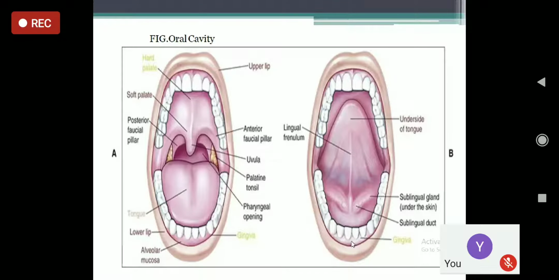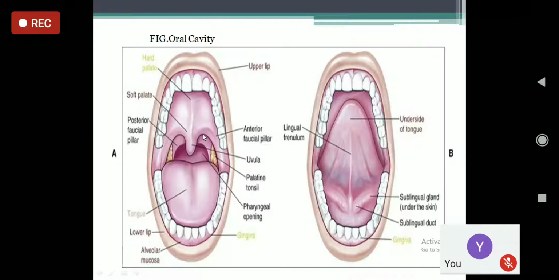If you see this oral cavity diagram, this is the hard palate, this is the upper lip, this is the lower lip, and if you open the mouth, this is the hard palate followed by the soft palate. After the soft palate, there lie the faucial pillars, the posterior faucial pillar and the anterior faucial pillar. Okay, and below that lies the uvula, and these are the palatine tonsils. These are the faucial regions.